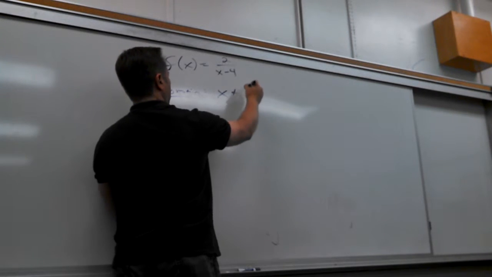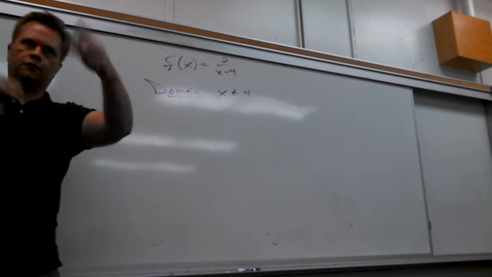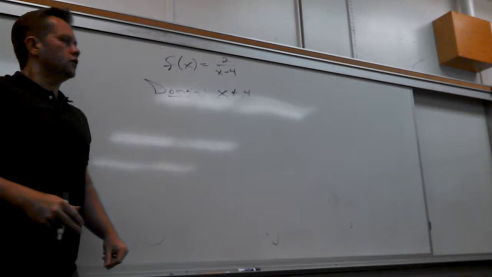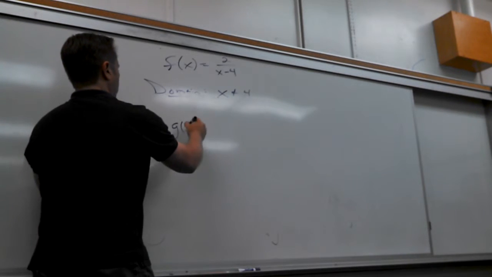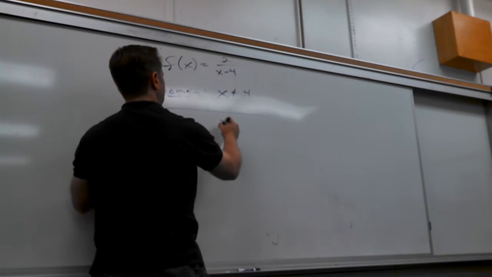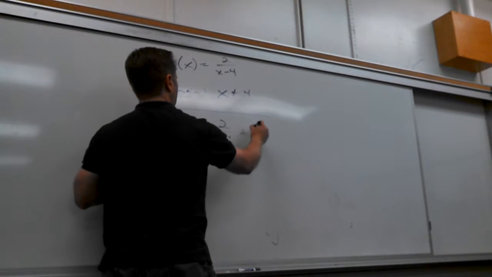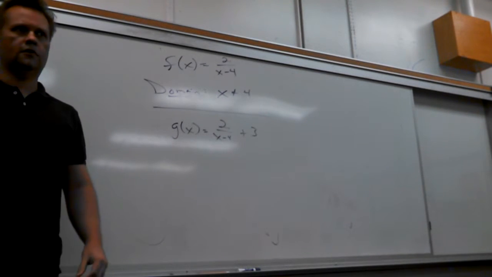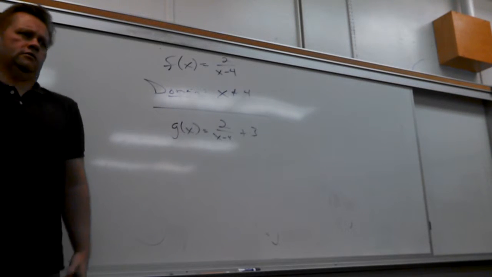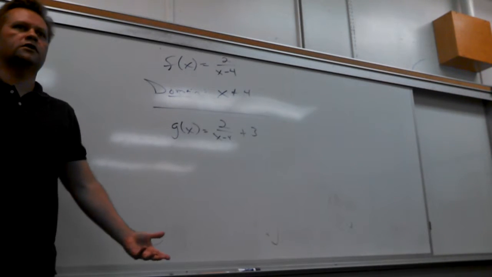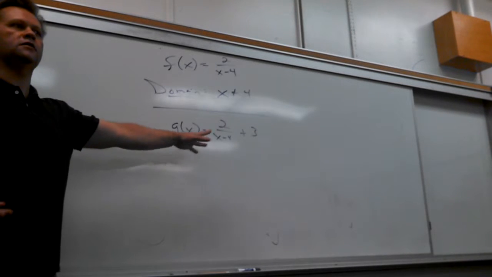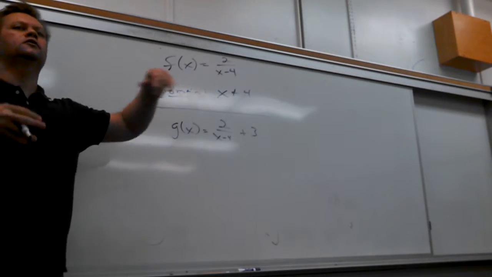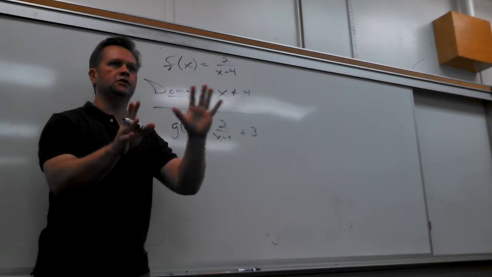X cannot be 4, or negative infinity up to 4, 4 to infinity. So what's the domain of this? X cannot be equal to 4. Good, it's perfect. What's the domain of that? What's the only x that'll freak it out? 4. So does adding 3 do a thing to it?